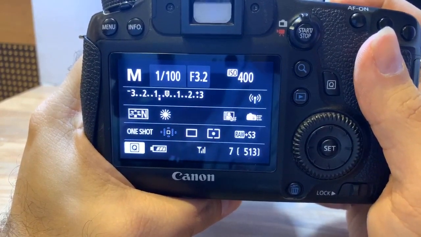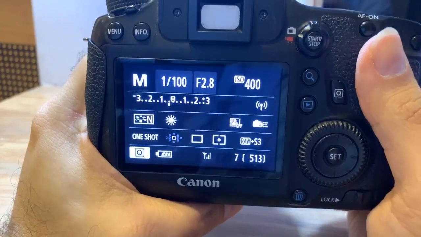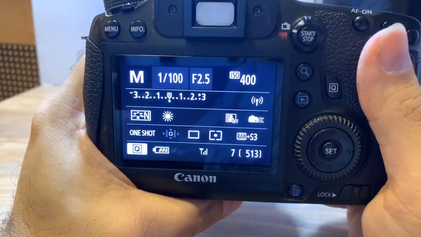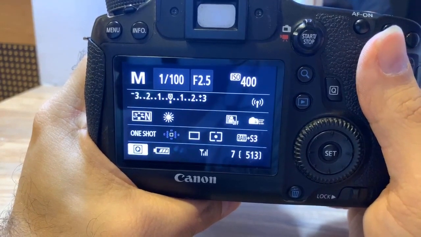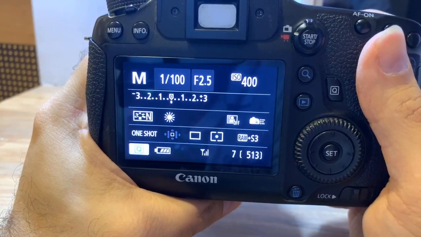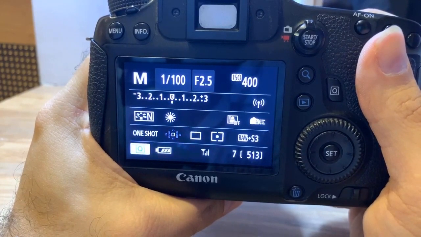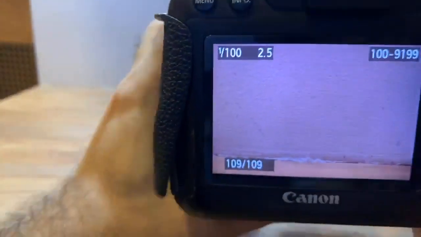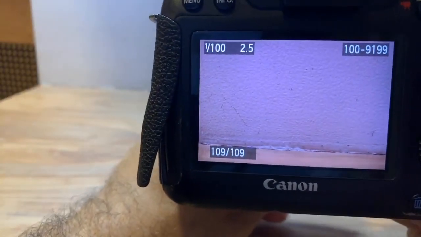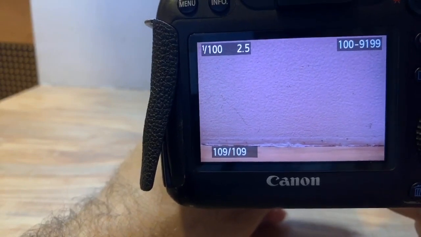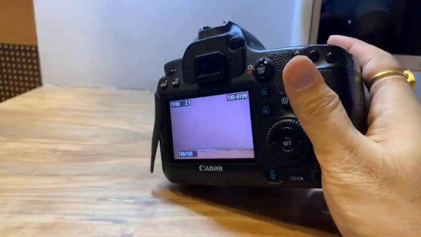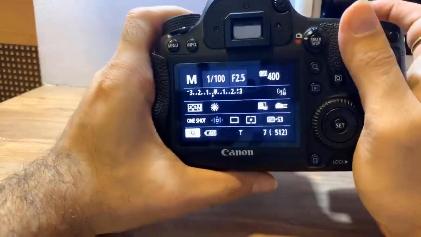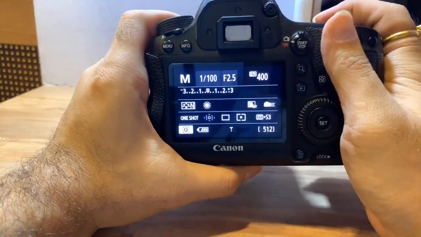So 1, 2, 3, 4, 5, 6. Six clicks means 2 stops. But still my cursor is not in the center, so I'm going to do one more click. So it is 2 and 1/3 stops, and I'm going to take a picture now. So let's take a picture, 1, 2 and 3. The cursor was right in the center, and you can appreciate that the image is very well exposed. So I had to do 2 full stops and one more 1/3 stop to get the cursor in the center.